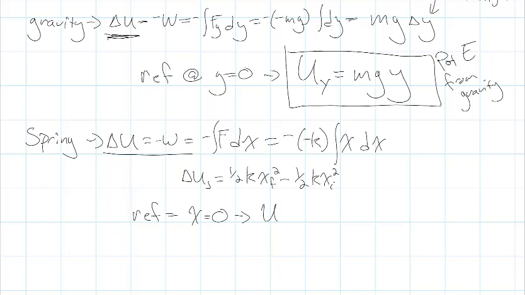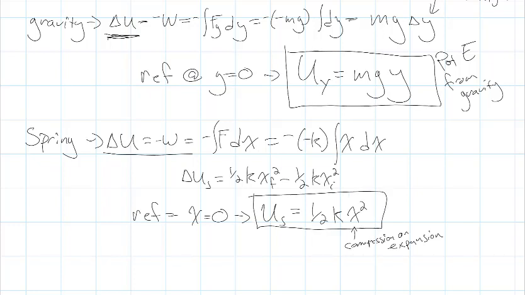And then we can say that the potential energy that we store in a spring is equal to 1/2 kx squared, where x is the compression or expansion. And that's the amount of energy that we can get out of this spring after we compress or expand it. And so then you have, for our two conservative forces that we've talked about, the potential energy that you can get from either one of them.